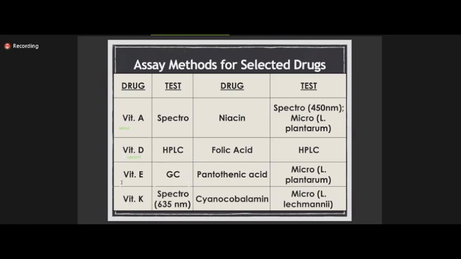Then vitamin E, of course, nasa Myra E, no? Vitamin E, tocopherol, D-alpha tocopherol. And then vitamin K. Sino si vitamin K? Tested using spectro. Si menadione or phytomenadione.